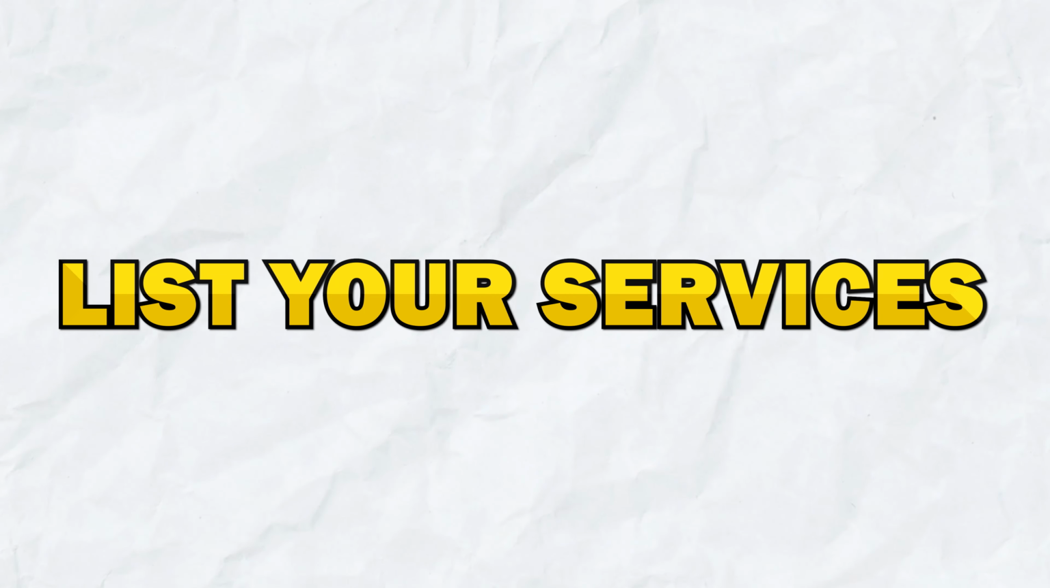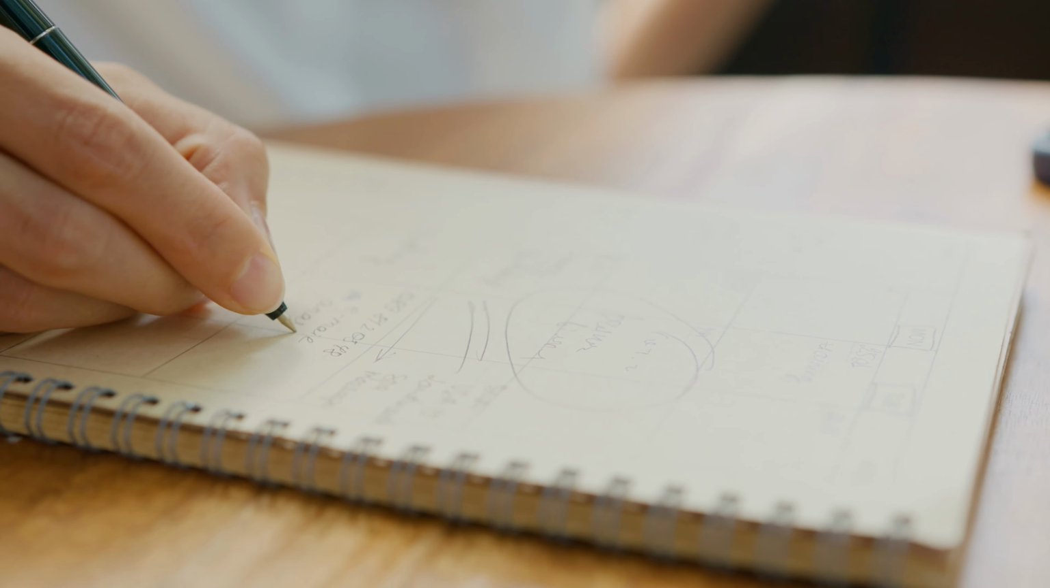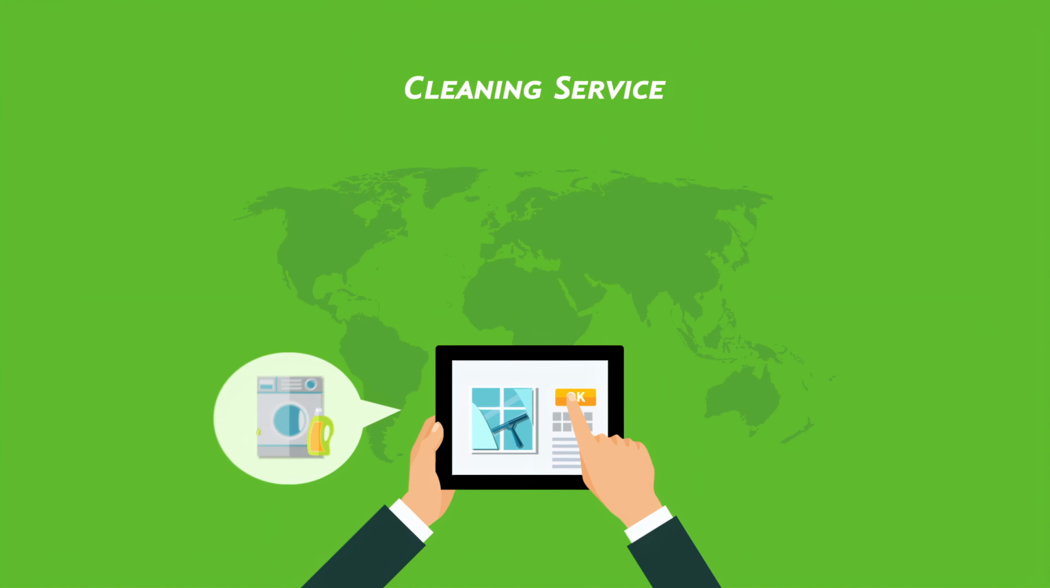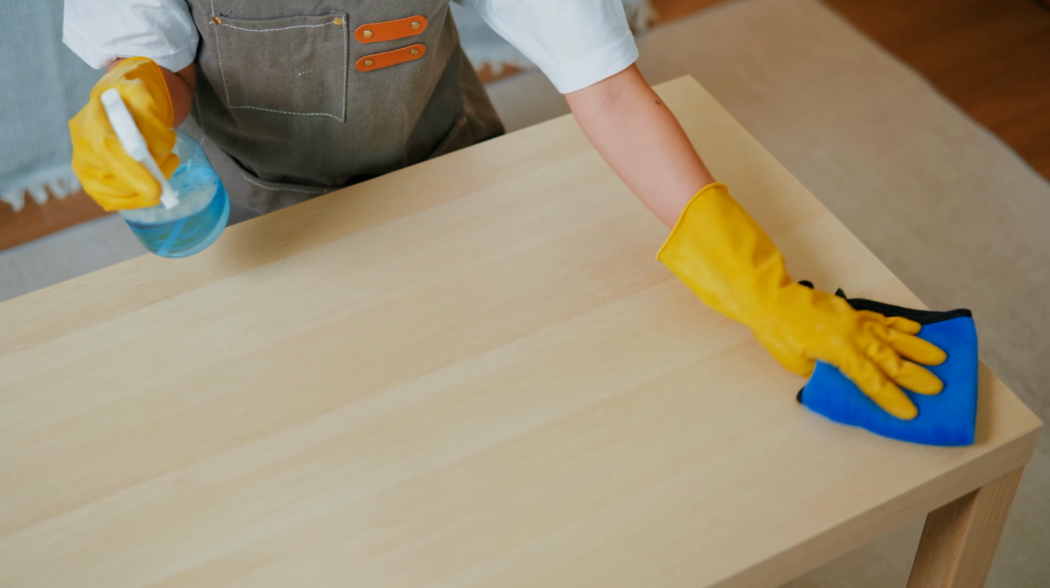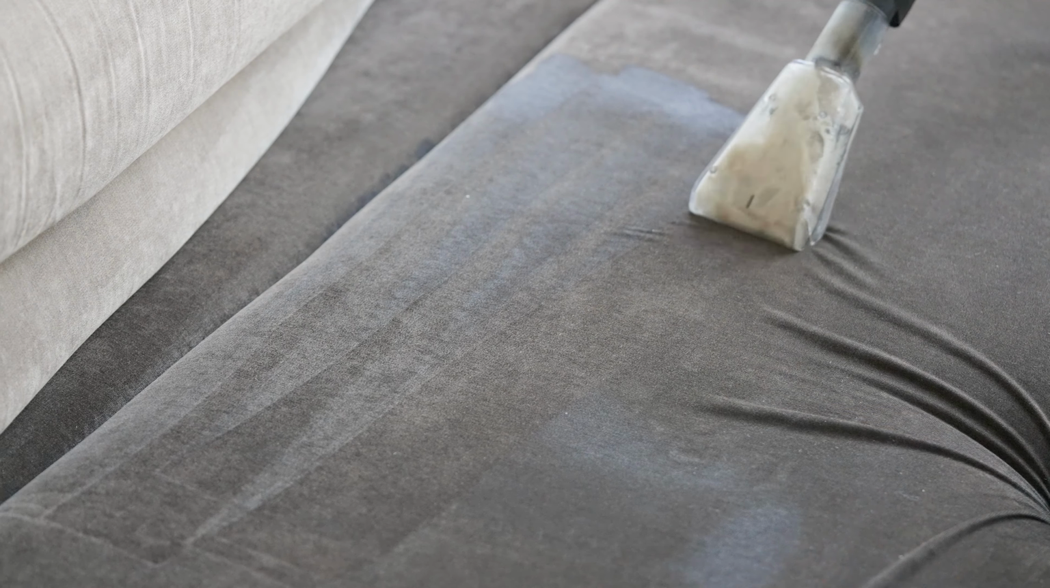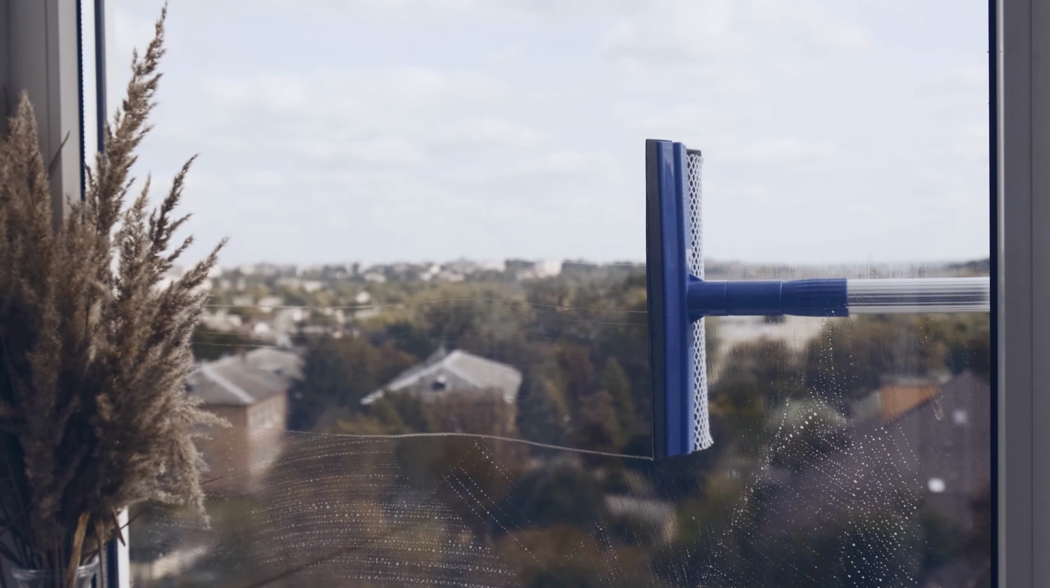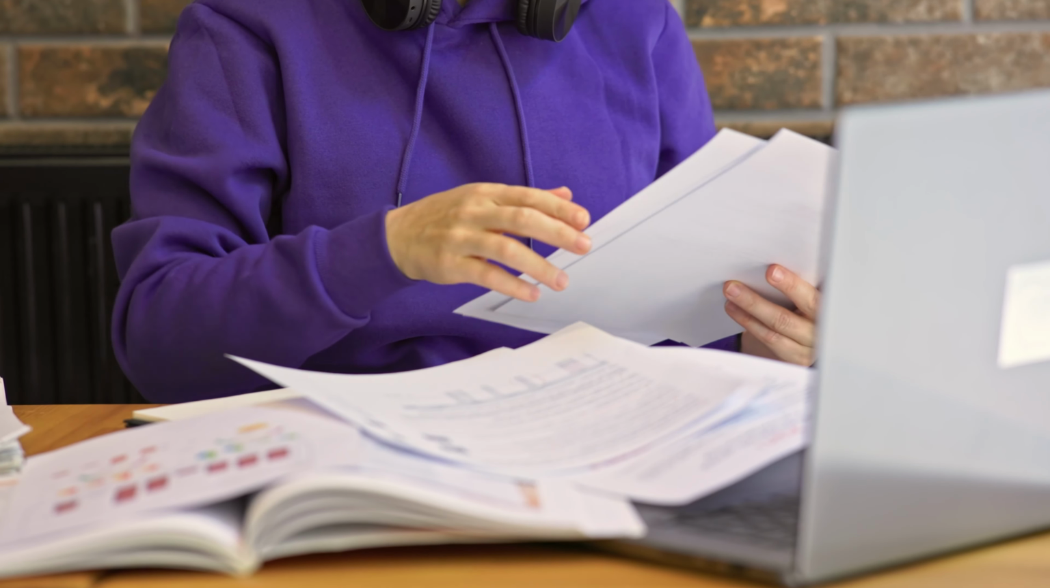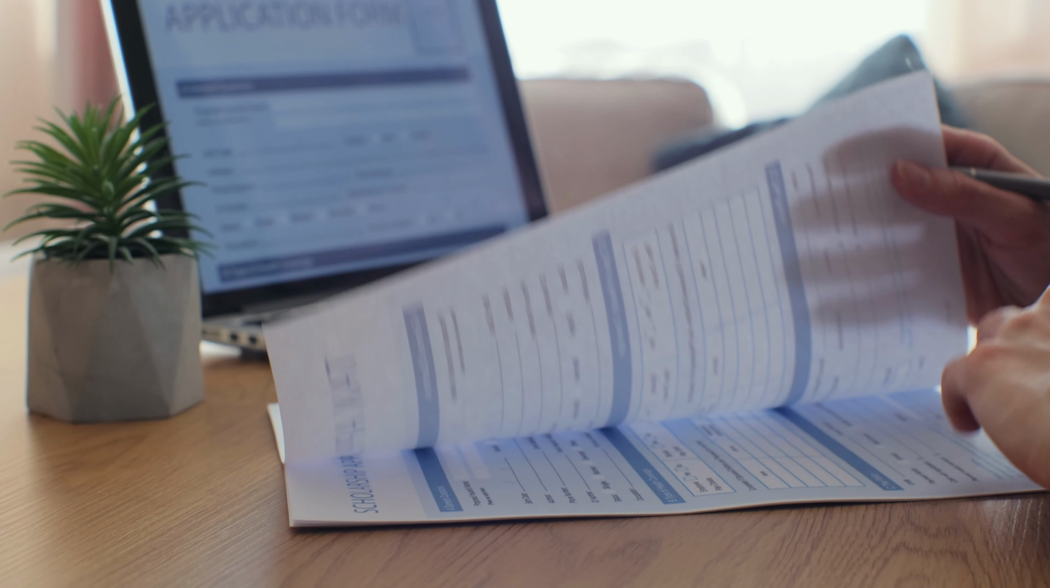Step one is to list all your services, products, or offers. Write down everything that you want to be found for in your local area. For example, if you run a home cleaning business, your list might include standard house cleaning, deep cleaning, and exterior window cleaning. Or if you're an accountant, you may include tax preparation, payroll services, and tax projections.